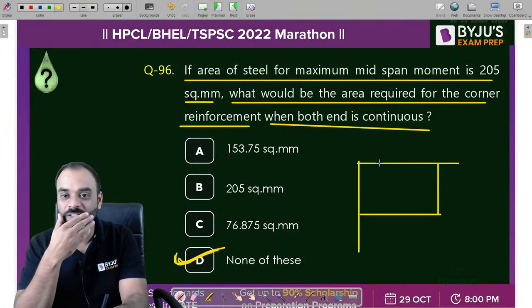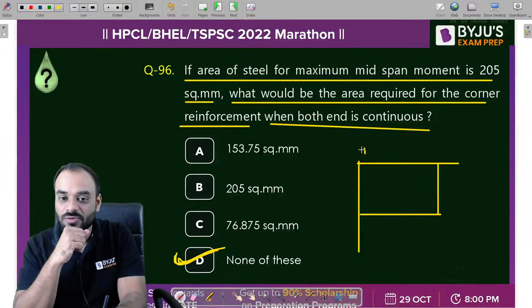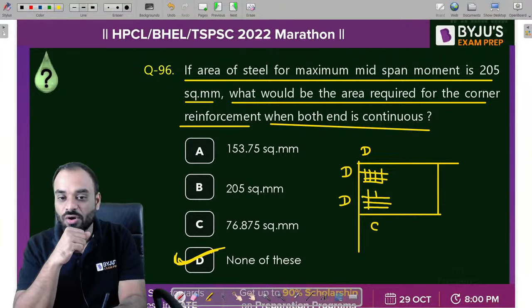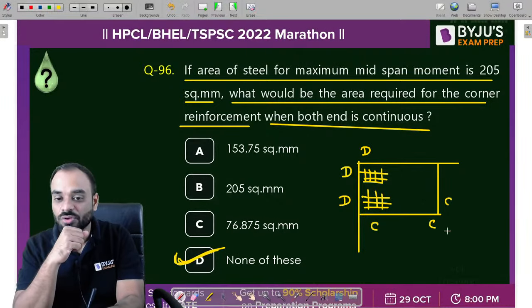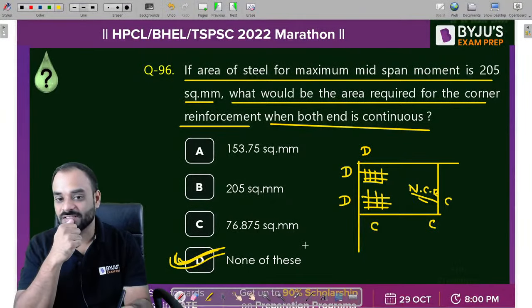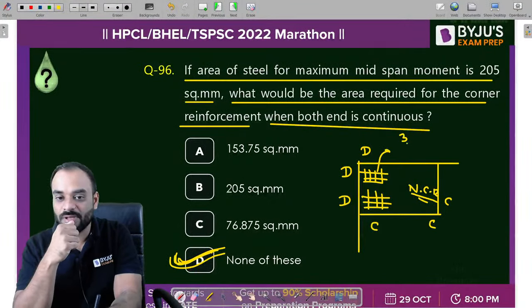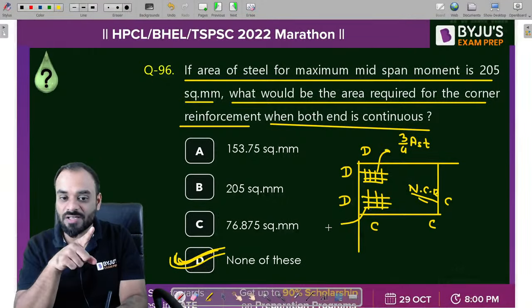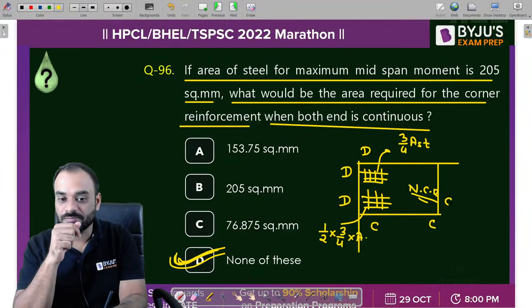Why is it 0? Let me explain. Guys, when you have discontinuous and discontinuous, then you have to provide corner reinforcement. When you have one end discontinuous and the other continuous, then again you have to provide corner reinforcement. But when both ends are continuous, no corner reinforcement is required. Correct? So D is the correct answer. And what is this value? I think you have remembered it. It is 3 by 4 times AST. When one end is discontinuous and the other is continuous, it is half into 3 by 4 into AST.